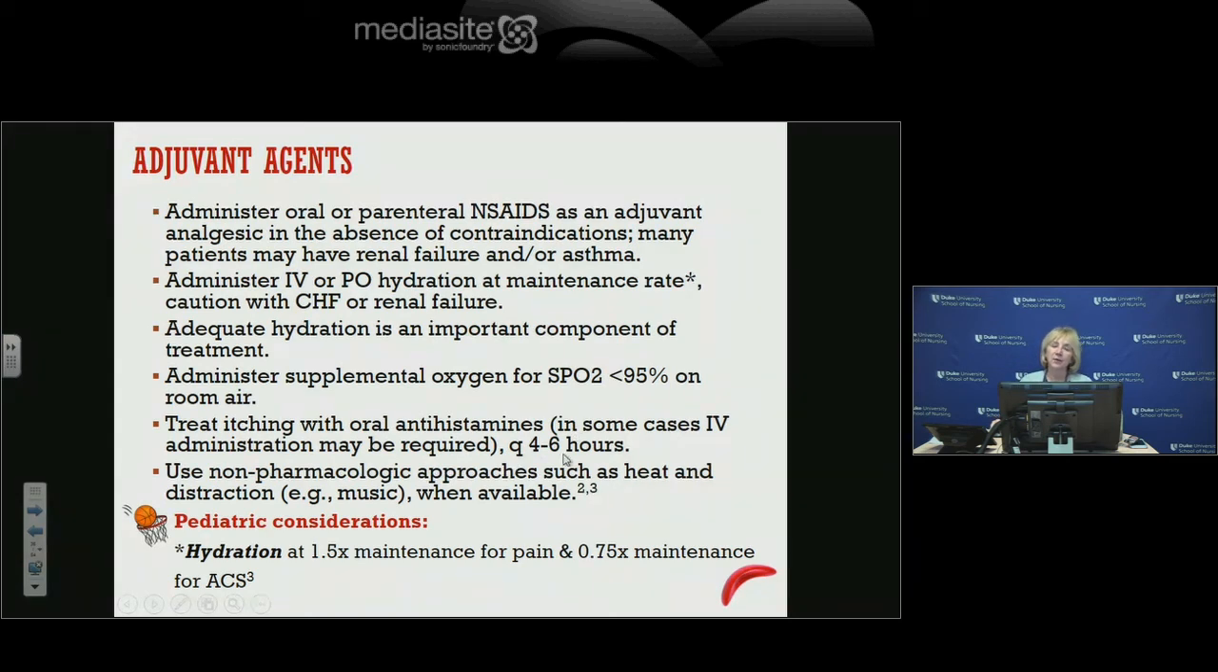But only the one dose. They don't need it repeated, first of all. And I use the rationale that I really want to treat your pain. When I'm giving you a lot of Benadryl, it makes you sleepy, and then you're sedated, and then it's not safe, and I can't give you more opioid when I would want to, and that's really what I want to do. I really want to get a good handle on your pain. And then finally, non-pharmacologic approaches, such as heat and distraction, are also recommended whenever available.